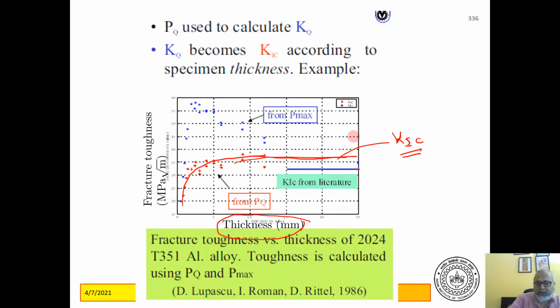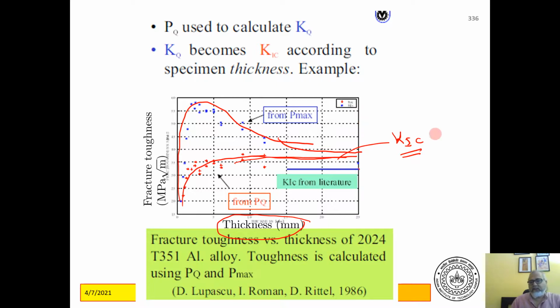If you do it from Pmax, then you might get a different kind of variation, but at large thicknesses, the difference that you get from PQ and Pmax generally disappears. So if you do it from Pmax, you might get a variation like this. But at large thicknesses, they merge with each other and you get a unique K1C. It's easier to get it with PQ because PQ converges to the flat K1C value quicker. Okay, so these are the results for some kind of aluminium, and this is how it is done.